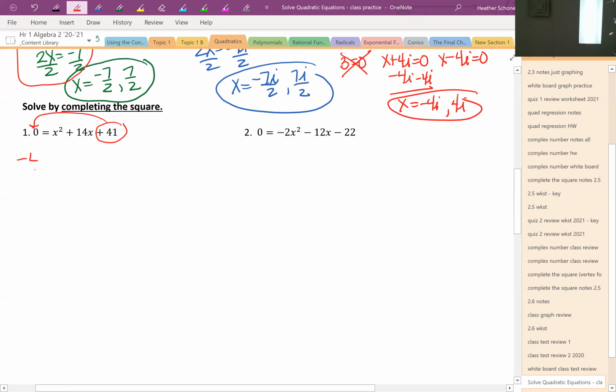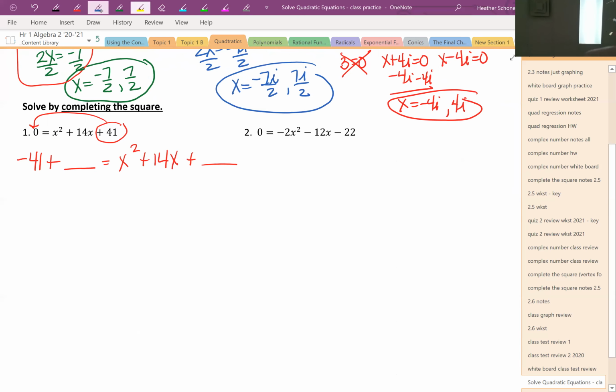So we're going to subtract 41 and then put blank. I don't need to put the 0 because adding 0 doesn't do anything. Equals x squared plus 14x plus blank. I did not need to factor anything out because my leading coefficient in front of the x was the invisible positive 1. So half of 14 is 7. 7 squared is 49. Because it wasn't in parentheses, I really added just 49.